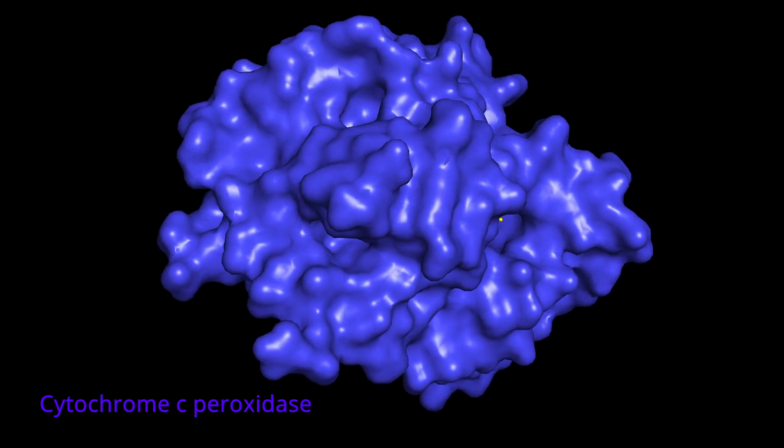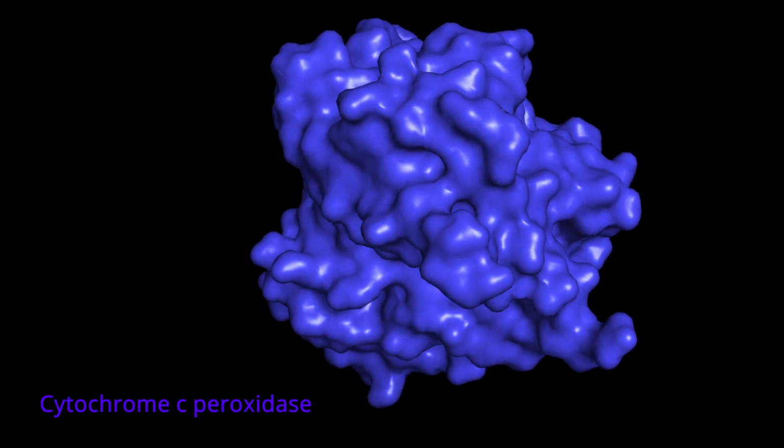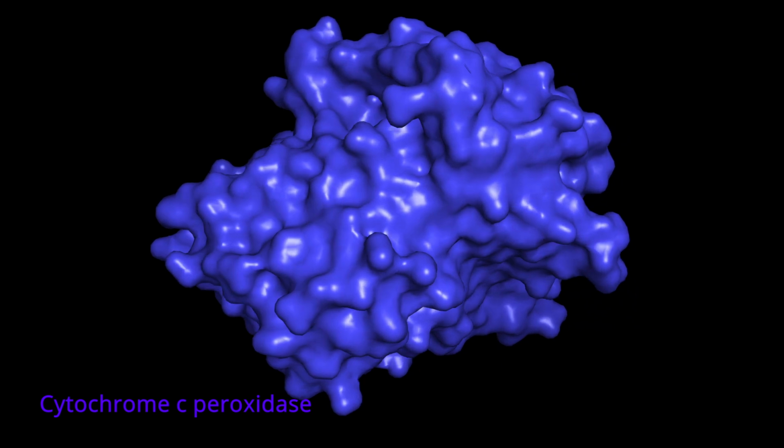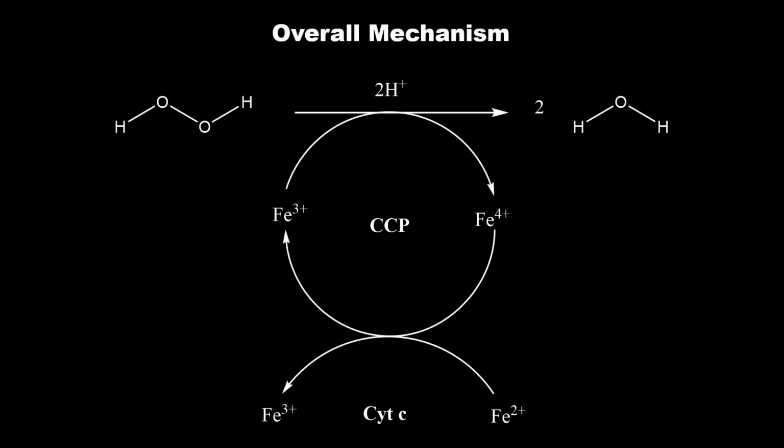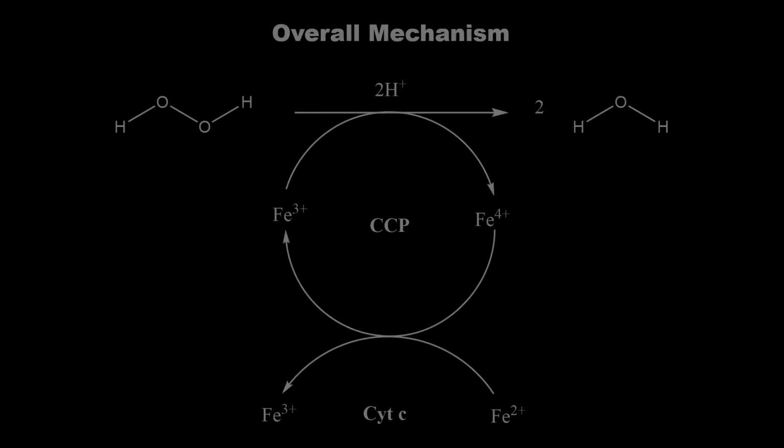Cytochrome C peroxidase is a water-soluble heme-containing enzyme found in the cytosol. This belongs to the peroxidase family. It takes up electrons from cytochrome C and reduces hydrogen peroxide to water.